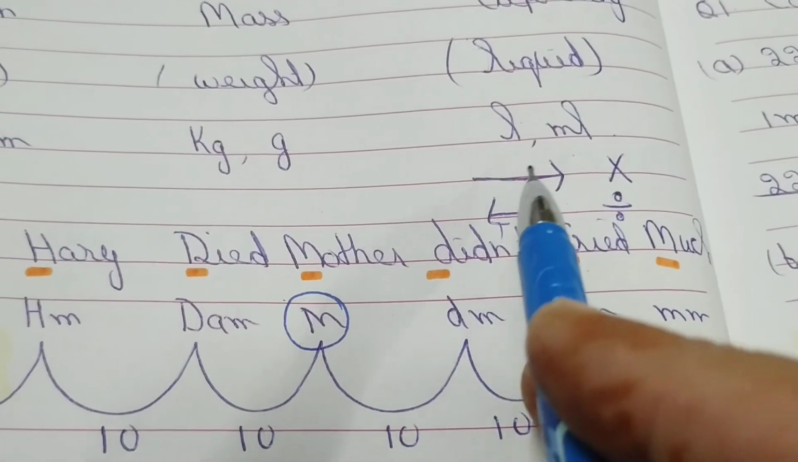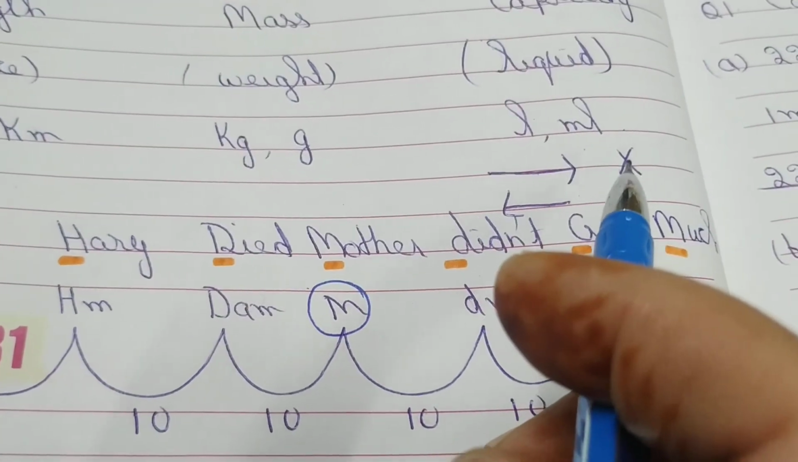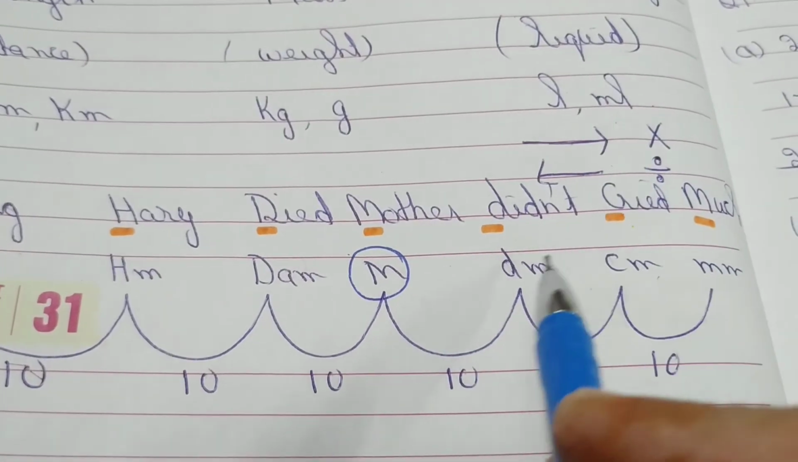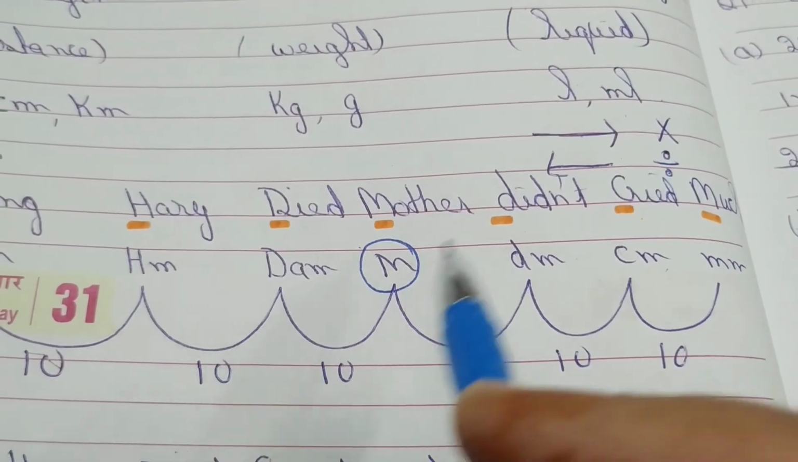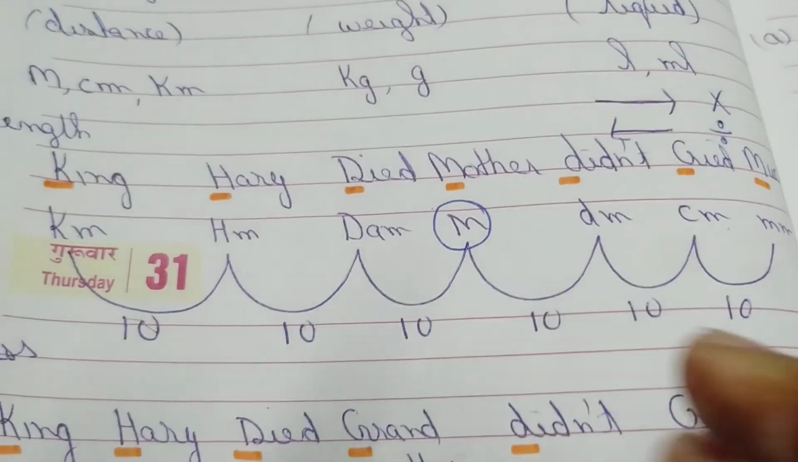As we move to the next step, moving from left to right, we multiply by what? By multiples of 10. And if we move from right to left, to the back side, we divide by multiples of 10.